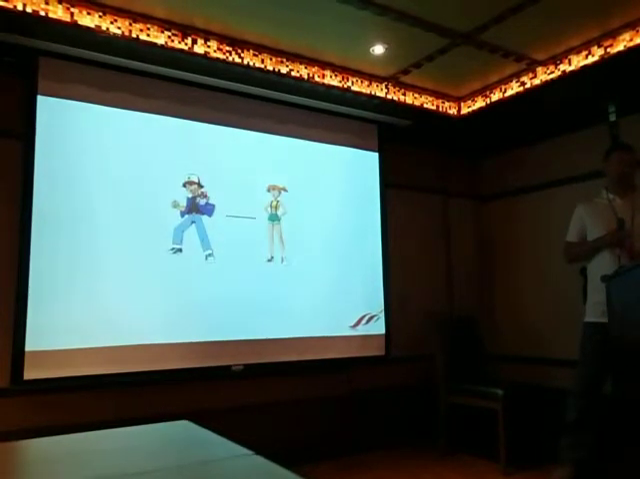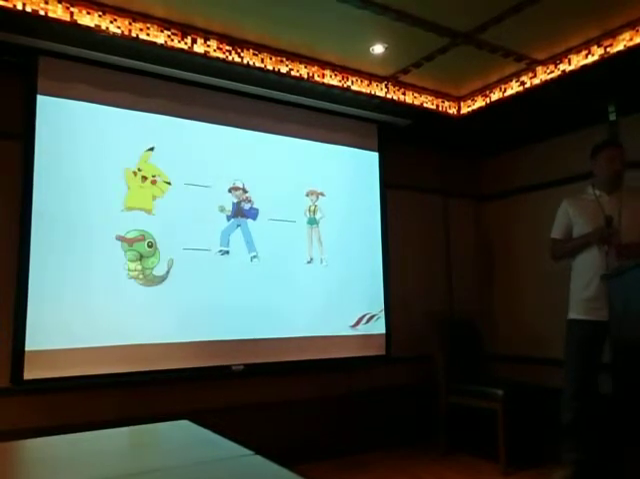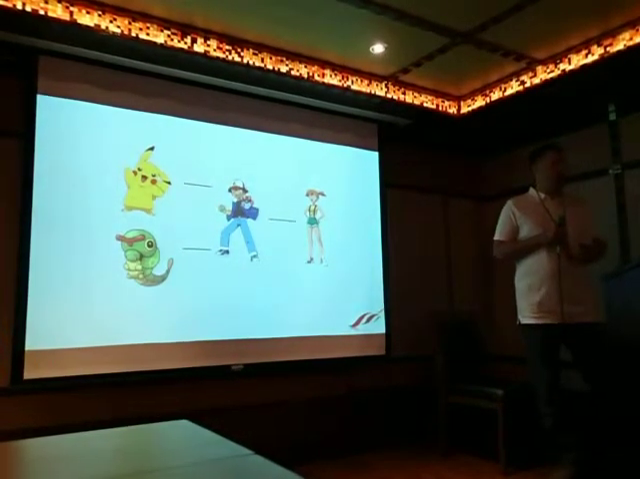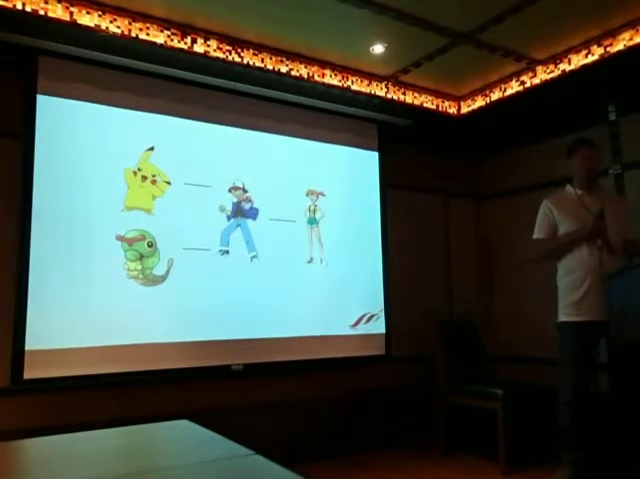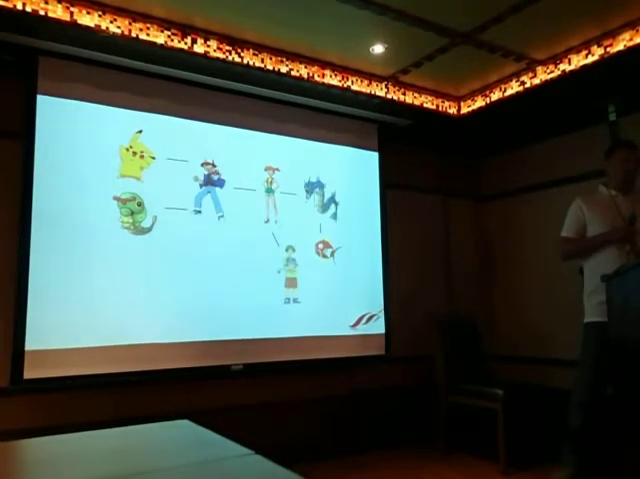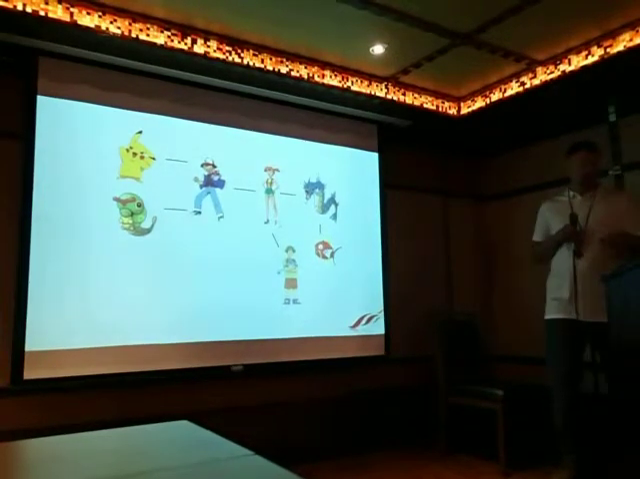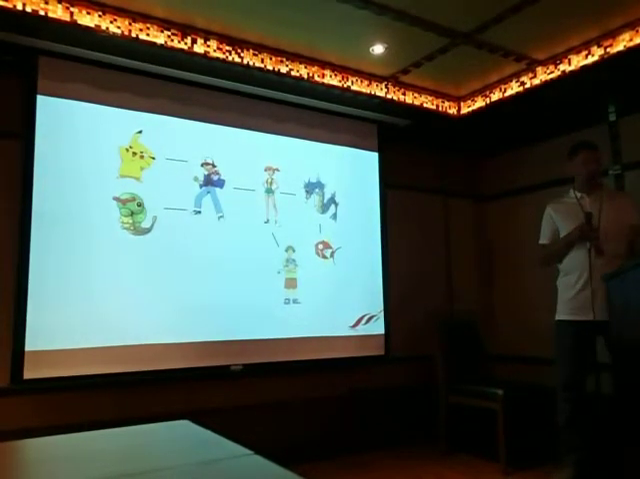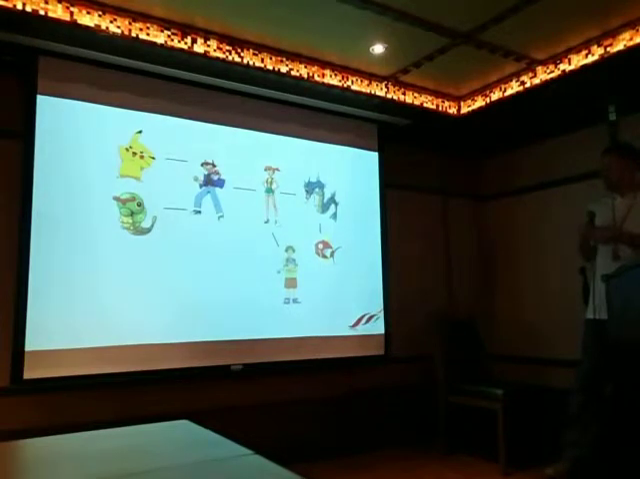And so for this example, Satoshi is related to Kasumi. These guys are friends in the anime. Ash also has Pikachu and Caterpie as some of his Pokemon partners. Beyond that, Kasumi actually has her own Pokemon as well, named Gyarados. Gyarados is evolved from a Magikarp, so there's a relationship there too.